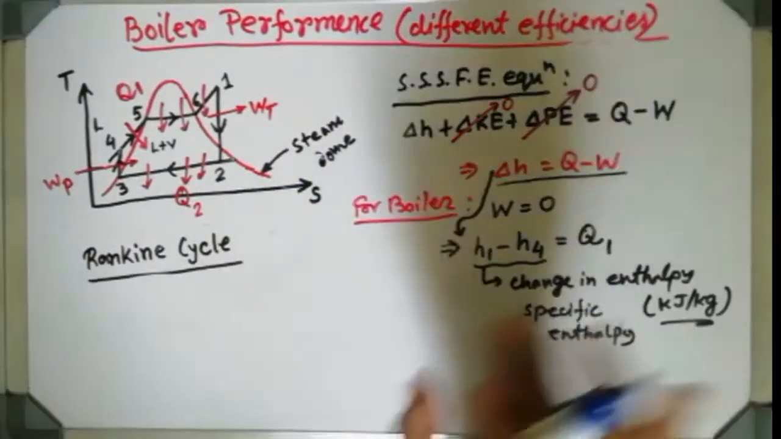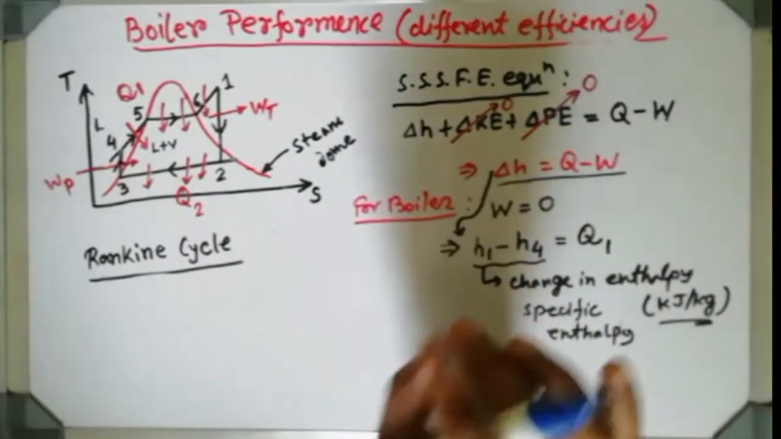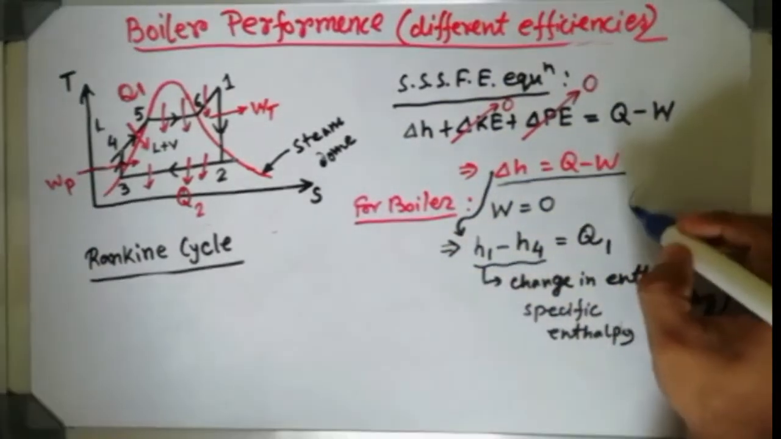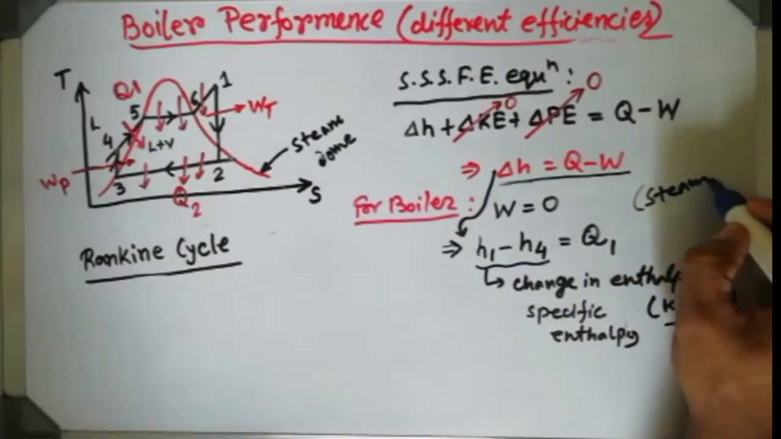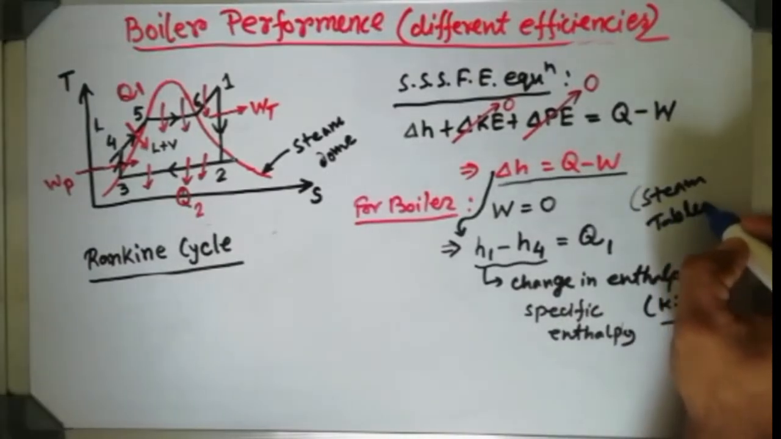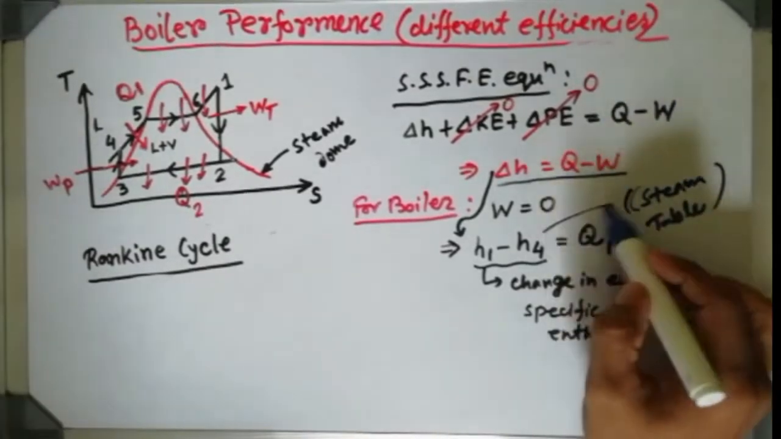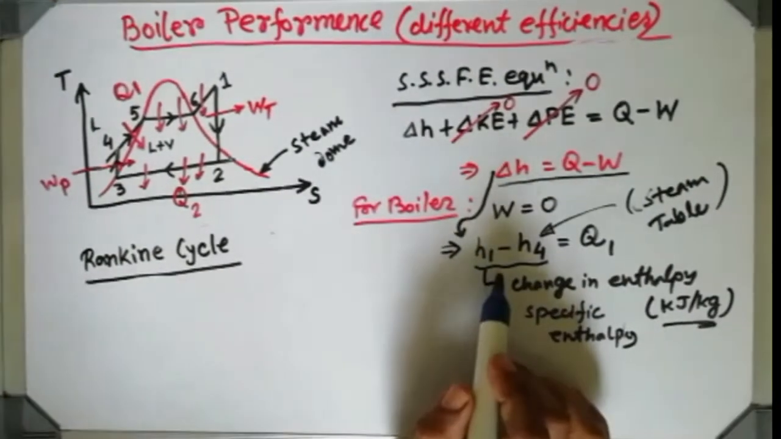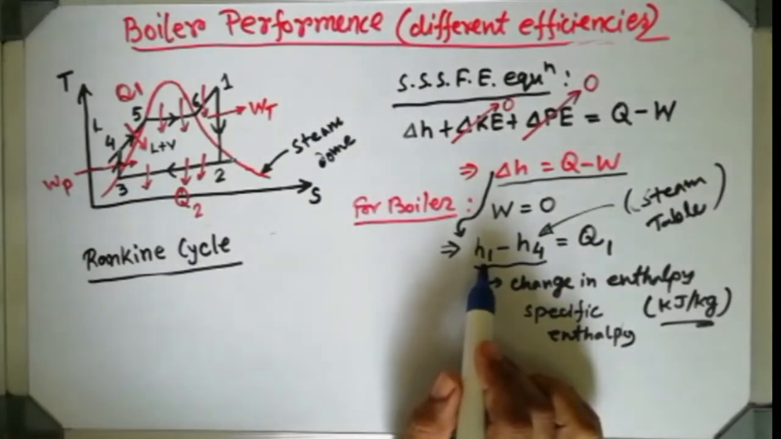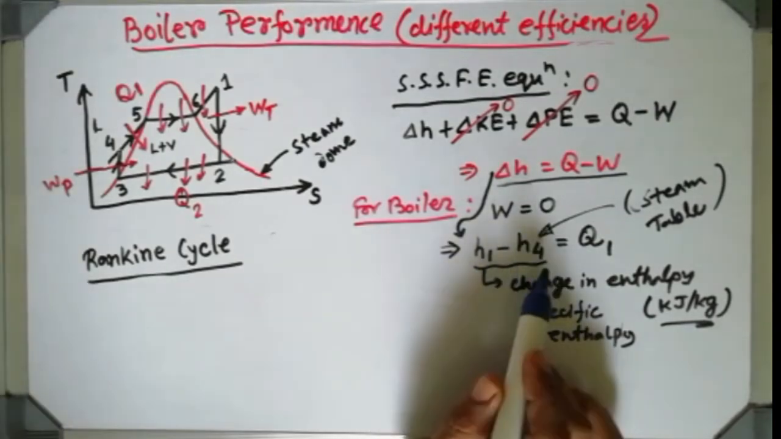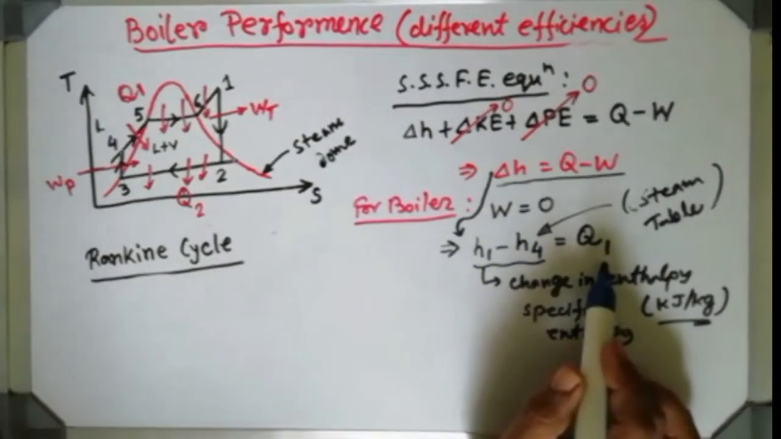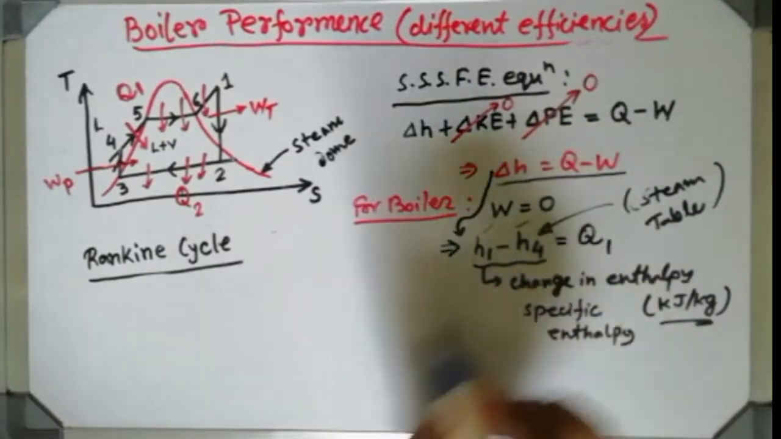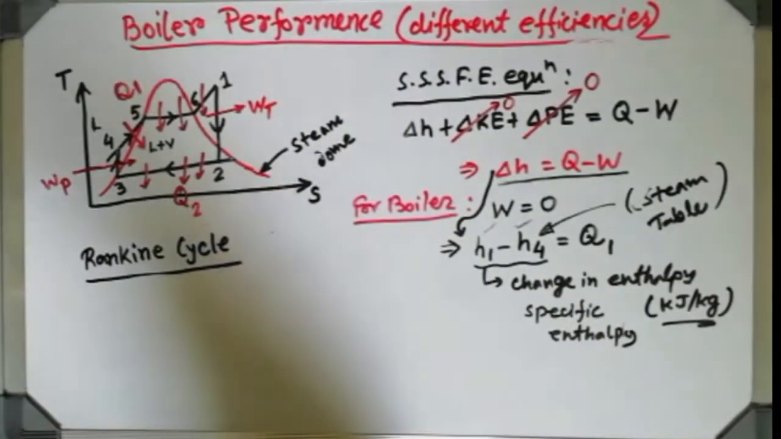Now you should know one thing, that these enthalpy values you can collect from the steam table. What is a steam table? I am coming to it later. From the steam table, these enthalpy values can be collected. Fine. So if you get these values of enthalpies, then you can easily find the amount of heat you are supplying to the boiler. Q1 can be collected from the steam table values.